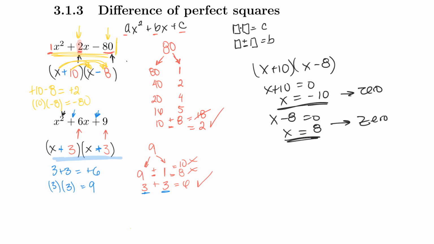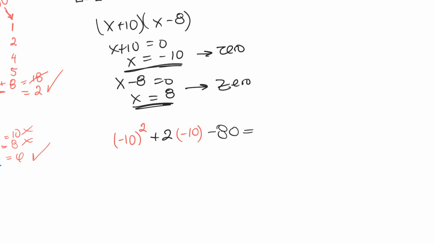Also, you can recheck if this is valid by substituting the x in the polynomial, and this should give you equal to 0. So let's do that. Let's see if we substitute these numbers, we will get 0. So instead of x, we introduce minus 10 squared plus 2 multiplied by x. Instead of x, we write minus 10. Then minus 80.